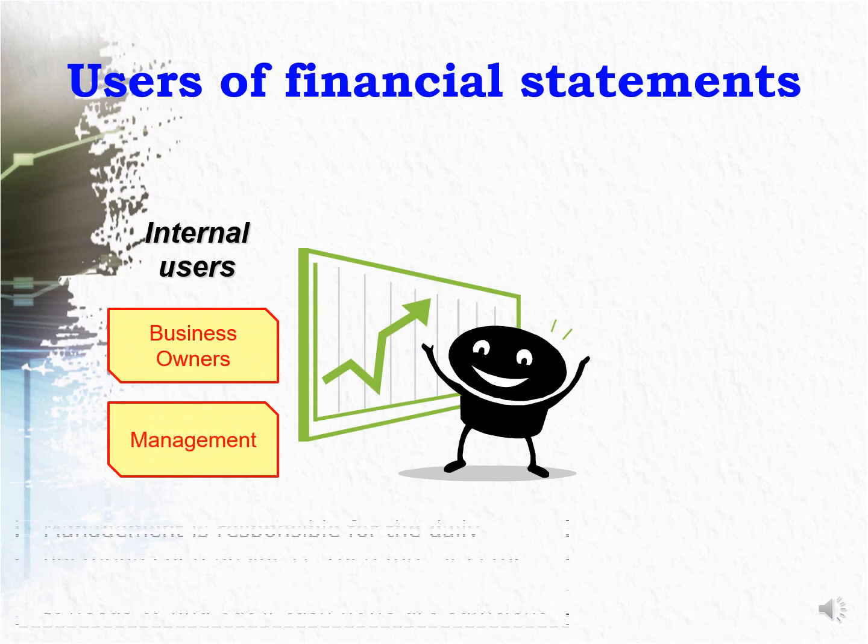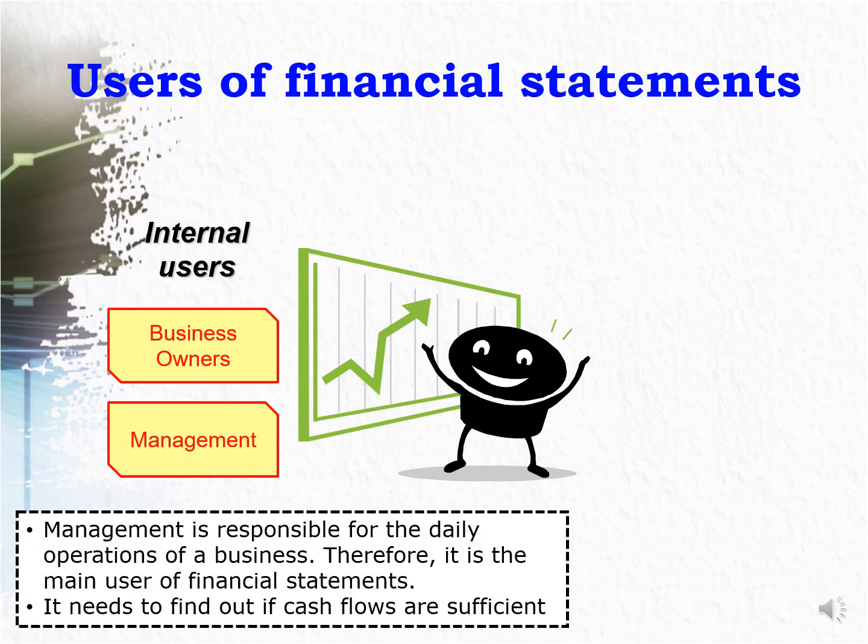For the management, management is responsible for the daily operations of the business, so they are the main users of the financial statement. They have to make sure that the company has enough cash to operate their business. Because we record all the cash payments and cash receipts of the company and summarize them into the financial statement, the management can make sure that the company has enough cash for operations.